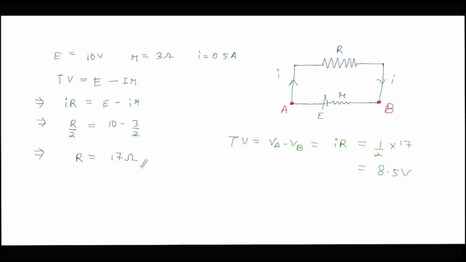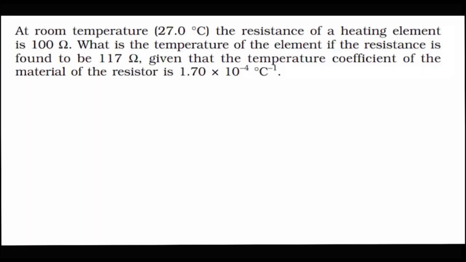Let us deal with the next problem. The next problem is stating that at room temperature, that is 27 degrees Celsius, the resistance of the heating element is 100 ohm. What is the temperature of the element if the resistance is found to be 117 ohm? Given that the temperature coefficient of the material of the resistor is 1.70 into 10 to the power minus 4 degrees Celsius minus 1.